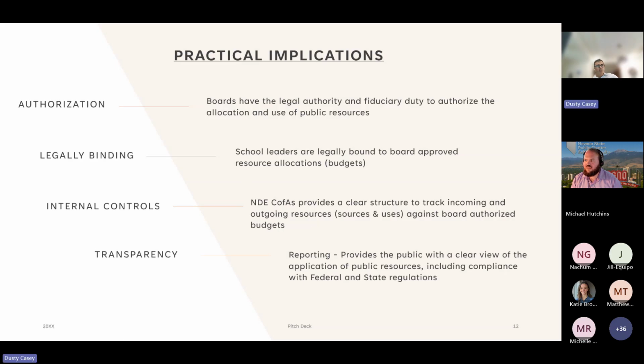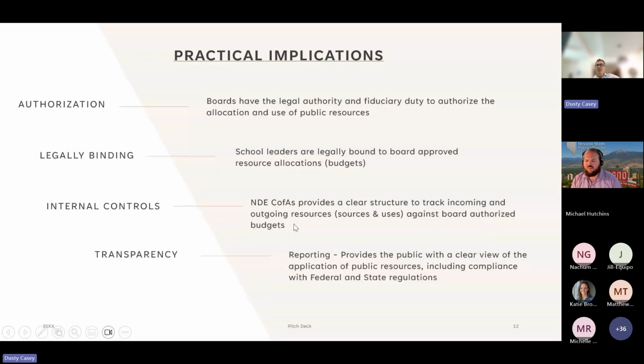Practical implications. So we talked a little bit about this authorization. It's your boards that have that legal authorization. These are the practical implications of why you should. And so, Michelle, this kind of talks about what you hinted on in your question. School leaders are legally bound to those board approved resource allocations. So those budgets, you're legally bound to that.